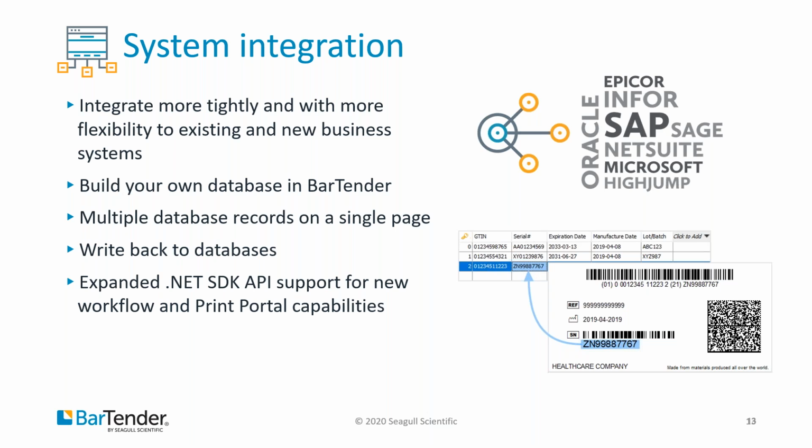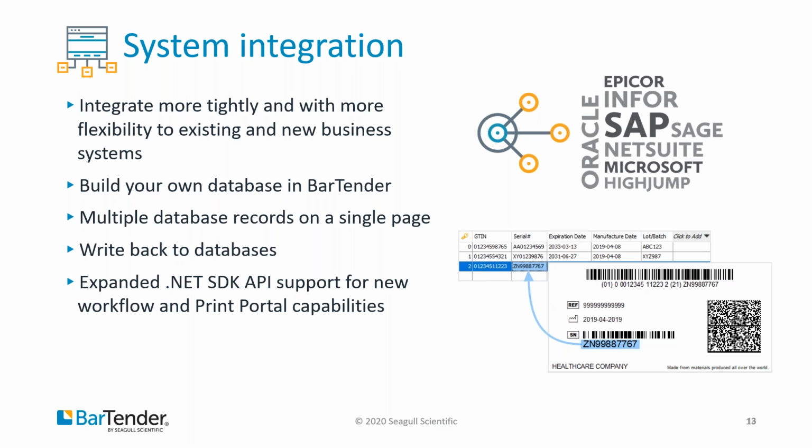Now, in BarTender 2021, you have the capability to easily print multiple records within a single label or document using a table or object sourced from a database. This capability now allows you to more easily create documents like invoices, pack slips, and purchase orders.